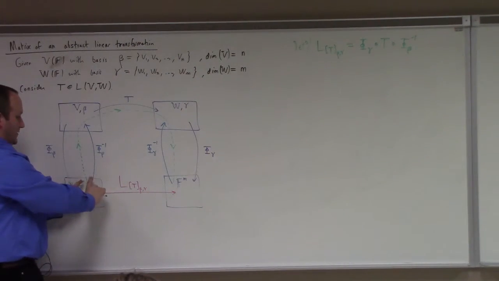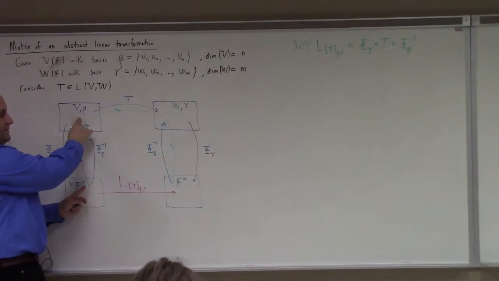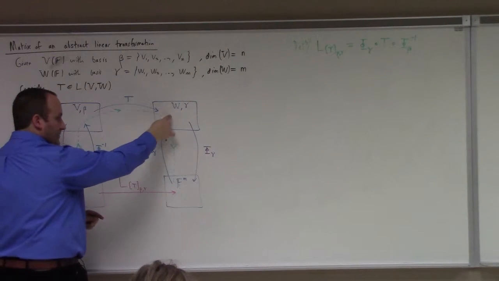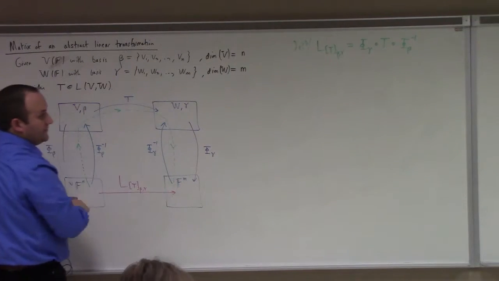So I go this way. I go opposite. I trade my column vector for an abstract vector in V. The linear transformation T goes from here to here. And then from W down to F^m, I use the coordinate map phi gamma.